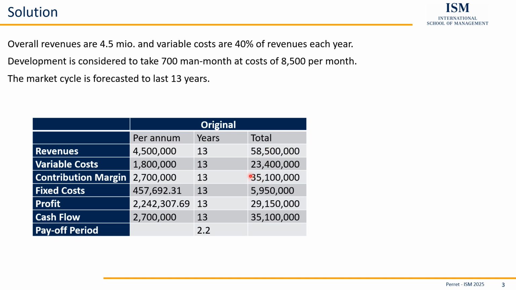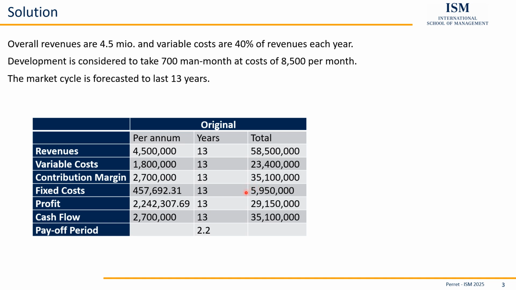Then I have to go to fixed costs, which in our case are determined solely via development costs. Our development costs are described in this sentence: 700 man-months at a cost of 8,500 per month. So we just have to multiply 700 with 8,500, giving us the overall fixed cost, the overall development costs. And I put them at this side for the whole project period because they arise only once.